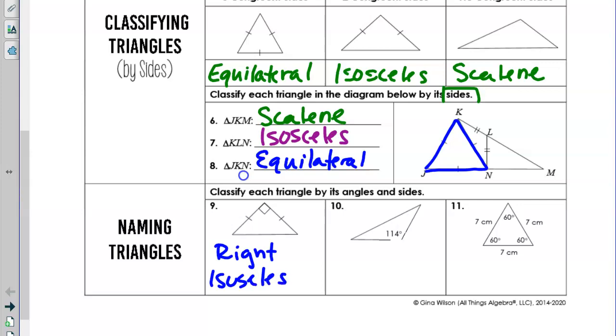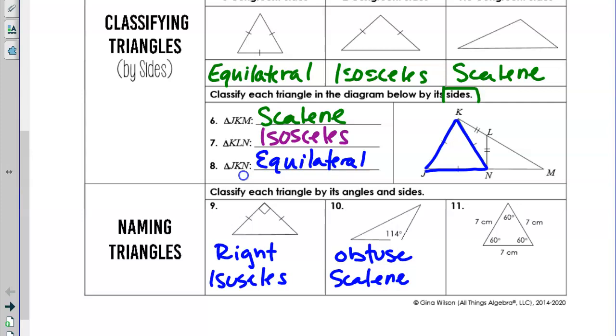Number 10, let's start with the angles. If we have an angle of 114 degrees, what type do we have based on the angle? It is an obtuse, good. What do you suppose we would say based on its sides? None of the sides are marked. It is scalene, right, because none are marked, then it's all different. Then it's scalene. How about number 11?